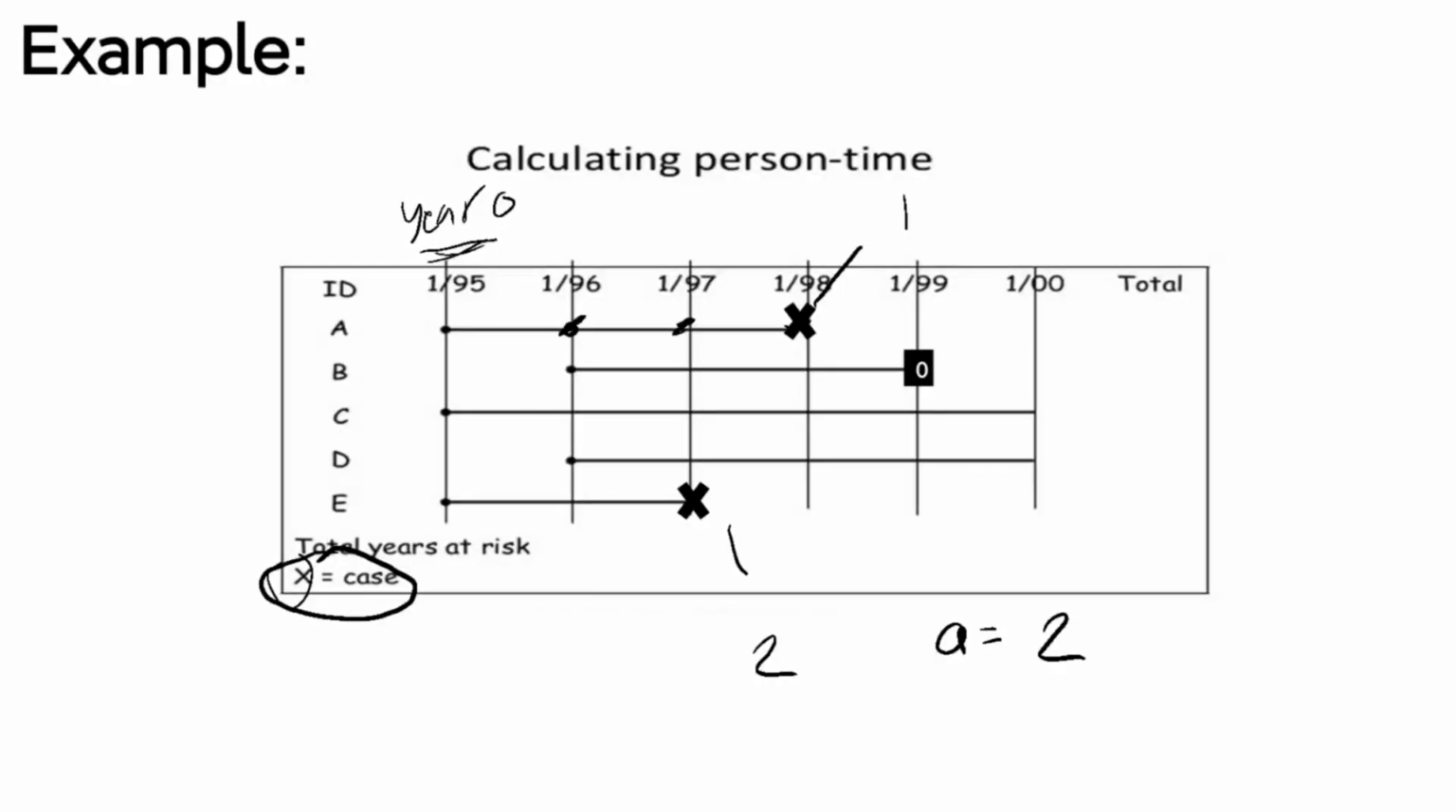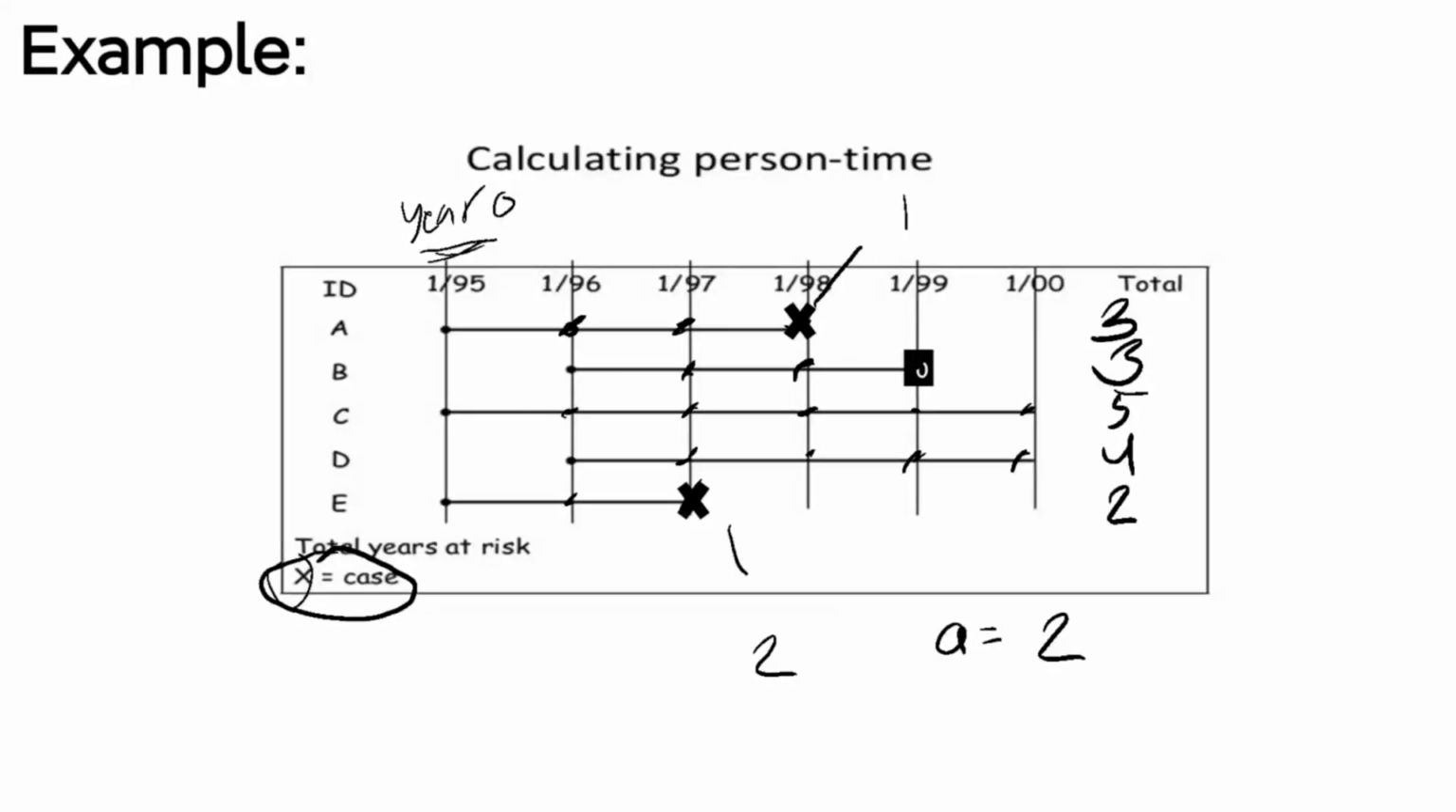Tapos, nag-develop na siya ng disease. So, 3 dito. Kay letter A. Kay letter B, 1, 2, 3. So, tatlo din. Kay letter C, 1, 2, 3, 4, 5. 5. And hindi siya nag-develop ng disease. Next, si letter D. 1, 2, 3, 4. 4. And then kay letter E, 1 and 2. Tapos nag-develop na siya ng disease. So, 2. So, total mo lang yan.